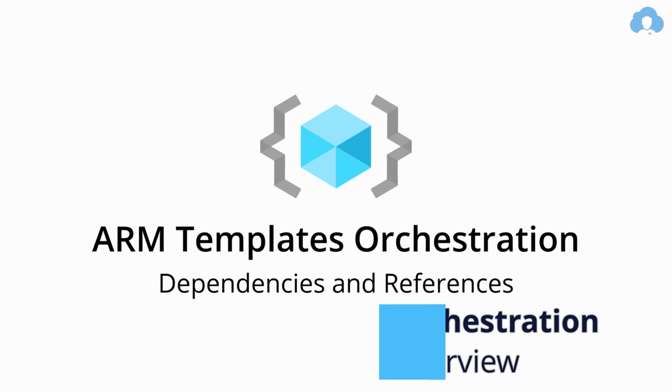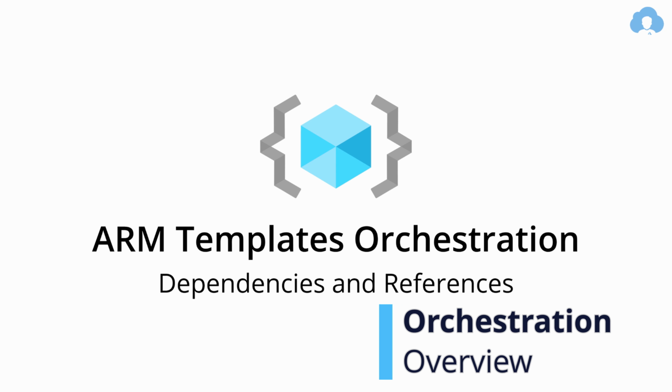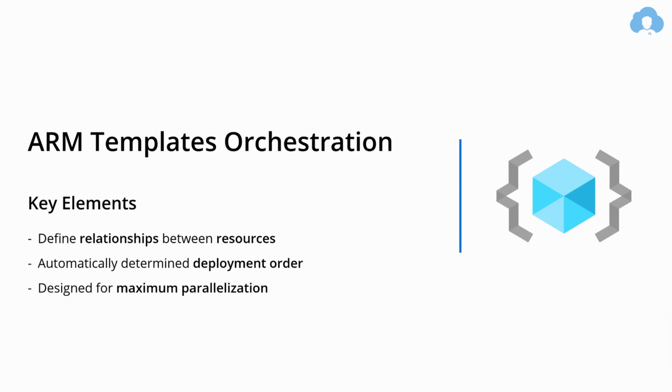Let's talk about orchestration using dependencies and references. First of all, this is your tool to define a relationship between your resources so that Resource Manager knows how to create a proper deployment order and target the maximum parallelization so the resources will be created as soon as possible. Well, we already said why, but let's give some examples.